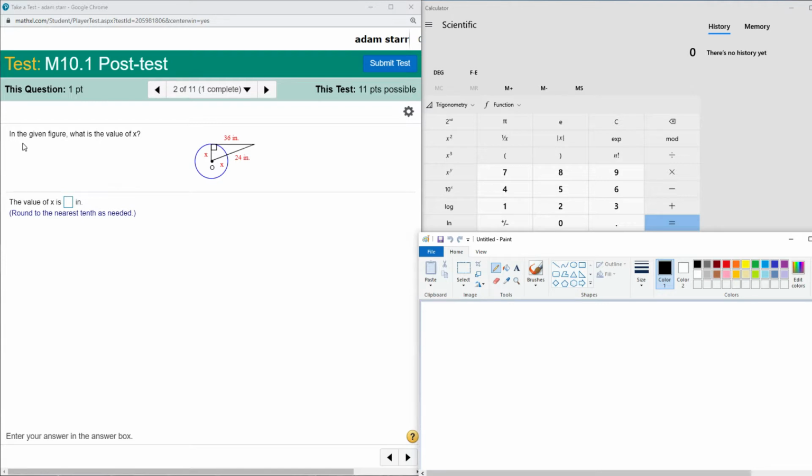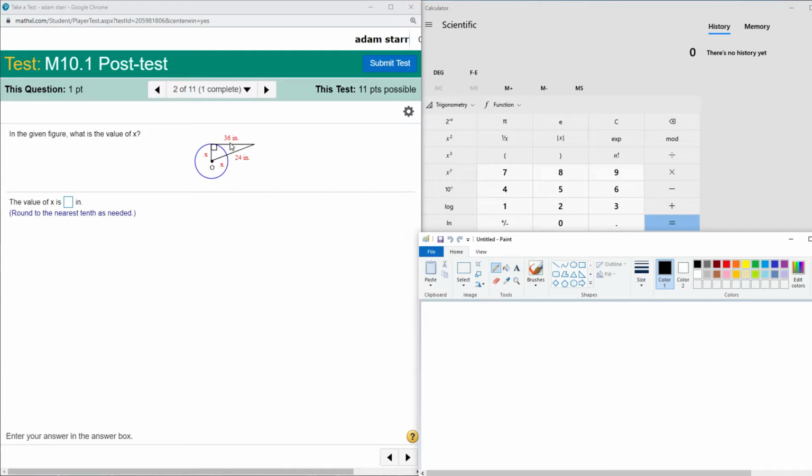In the given figure, what is the value of x? So I have a circle where it looks like O is the center. I have a radius here of x. I have a radius here of x. They're both x because they're both radii of the circle.